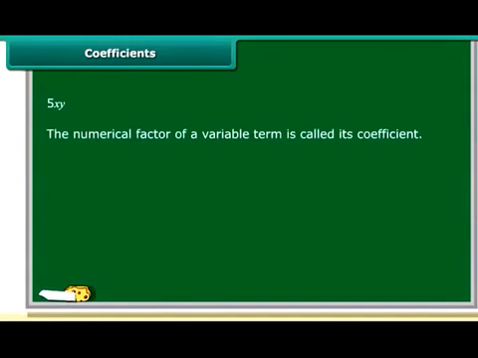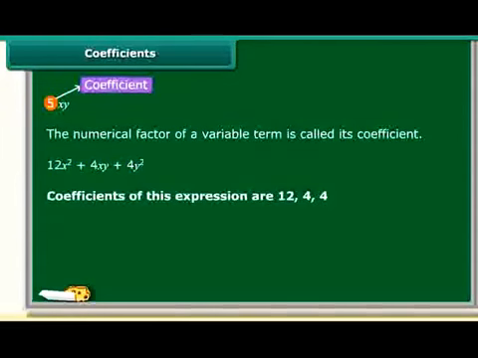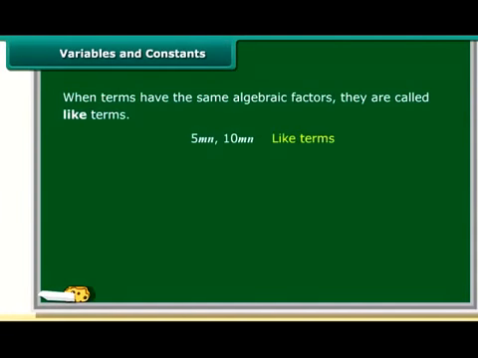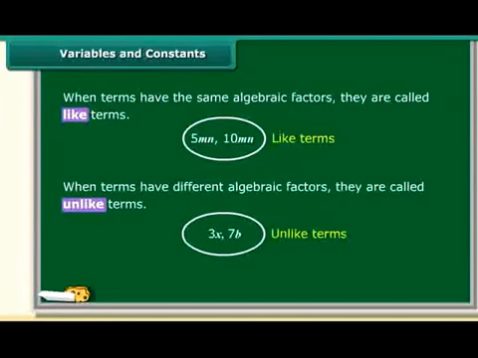The numerical factor of a variable term is called its coefficient. See, in the term 5xy, 5 is the coefficient of the whole term. Let us take this expression 12x squared plus 4xy plus 4y squared. It has 3 terms and the coefficients are 12, 4, 4. When terms have the same algebraic factors, they are called like terms, and when terms have different algebraic factors, they are called unlike terms. Let us see an example.